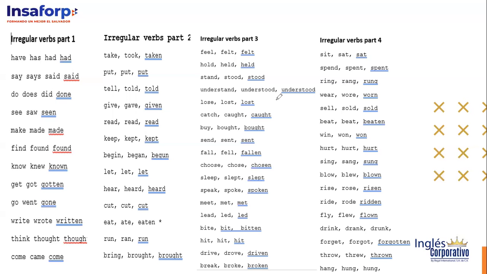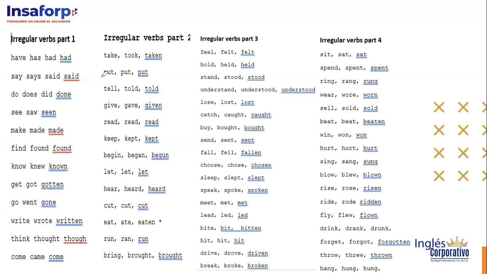Teacher, I have a question. ¿Por qué esas son iguales? Put, put, put. Y read, read, read. Y aquí hay otra. Cut, cut, cut. Let también. Okay. Esas son excepciones.